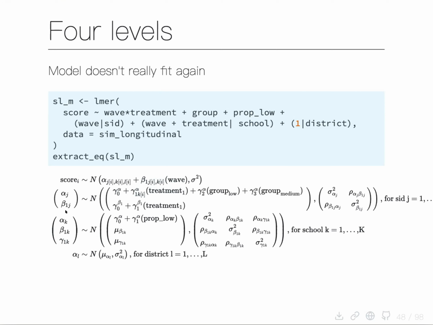So then we have these 3 things randomly varying across schools, as we can see up here: wave, treatment, and then plus the intercept. So wave, treatment, right? And so the intercept is predicted by the proportion low, that's this, right? And then these are just means. And then because we have 3 things randomly varying, we're estimating each variance as well as the covariance among them. Finally, at the district level, we just have alpha L is assumed generated from a normal distribution with a mean mu alpha and some unknown variance.